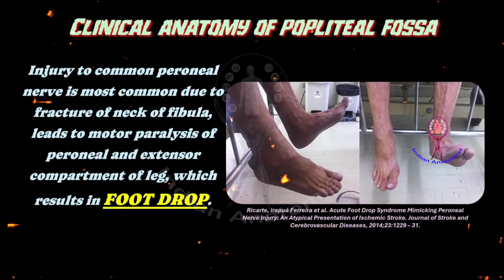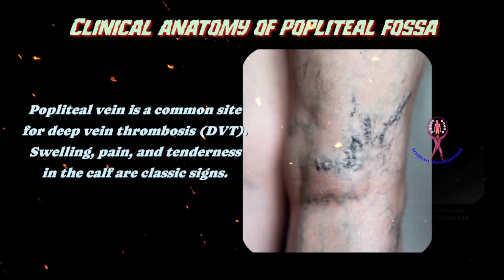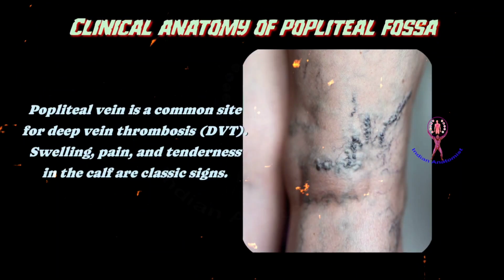Third, clinical anatomy of popliteal fossa. Injury to common peroneal nerve is most common, due to fracture of neck of fibula, which leads to motor paralysis of the peroneal and extensor compartments of leg, which results in foot drop. Fourth one is deep vein thrombosis of popliteal fossa.